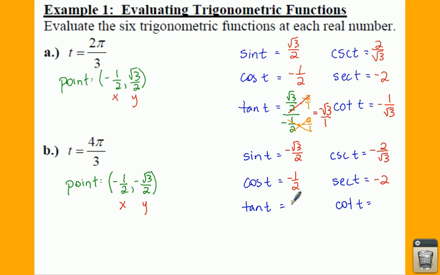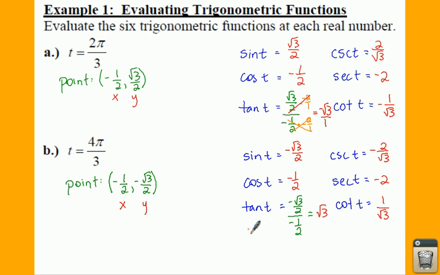This is basically going to be just like the problem above, except your signs are changed, right? So if you take a negative radical 3 over 2 divided by a negative 1/2, you're going to get negative divided by negative is a positive. So you get a positive radical 3. And then for your cotangent, that's just going to be 1 over radical 3.